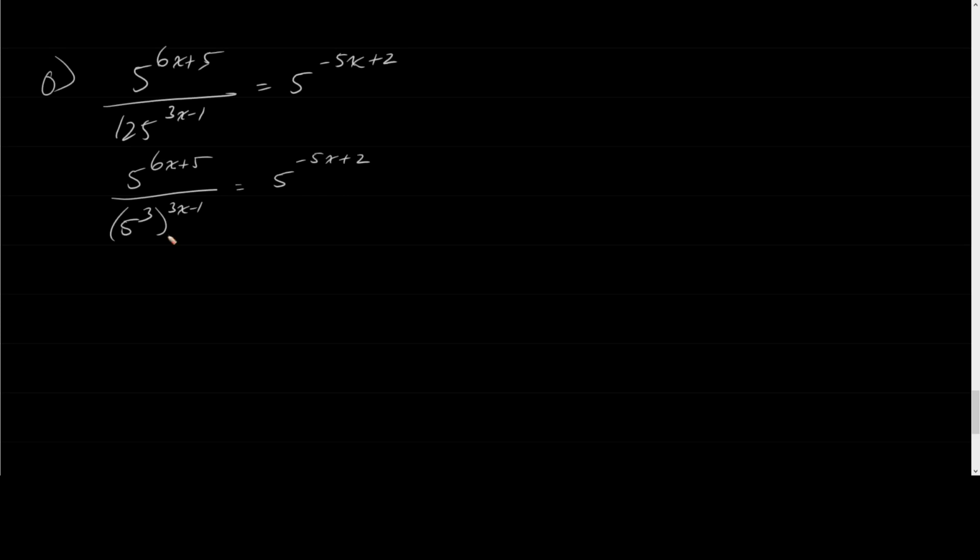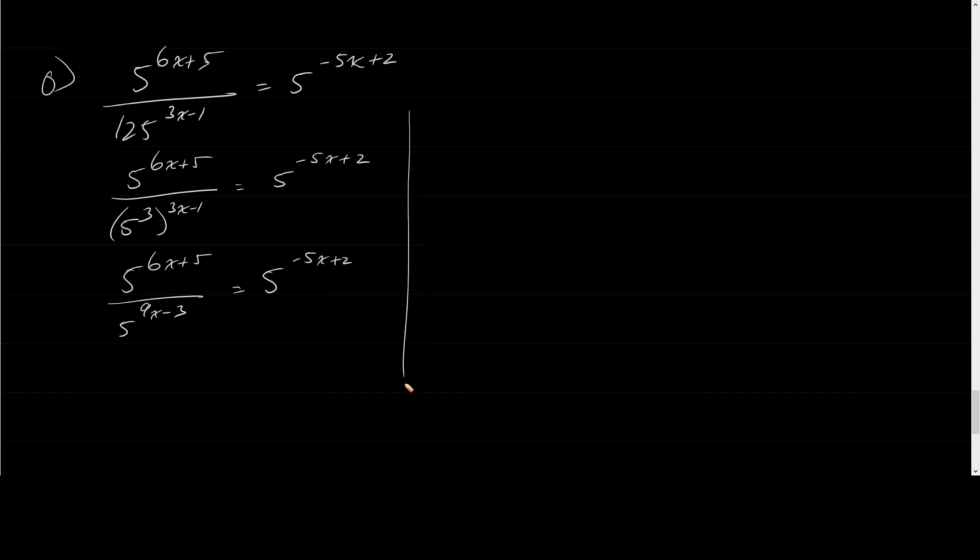And again, from rules of exponents, I could rewrite the left side as 5 to the 6x plus 5 over 5 to the 9x minus 3 is equal to 5 to the negative 5x plus 2. Finally, my last thing for setup here, hold on, that was supposed to be 5 to the negative 5x plus 2.